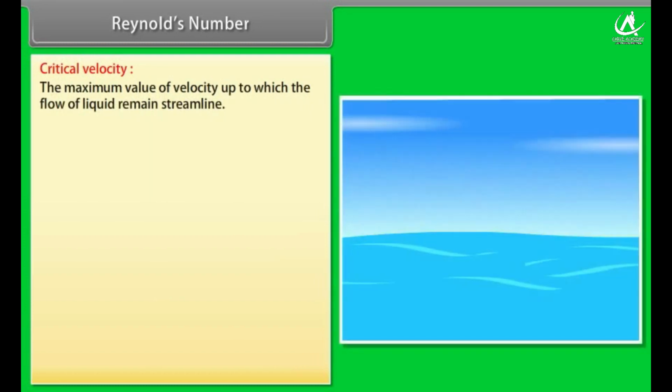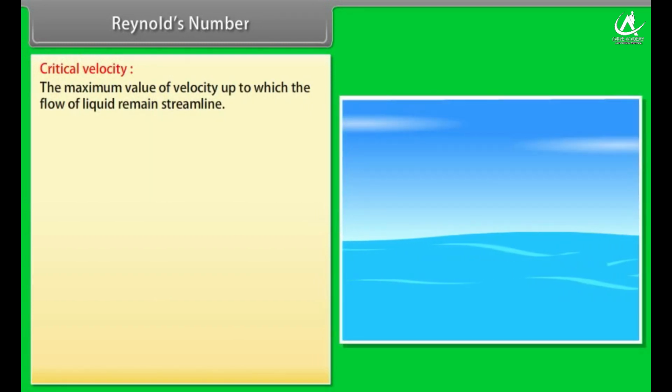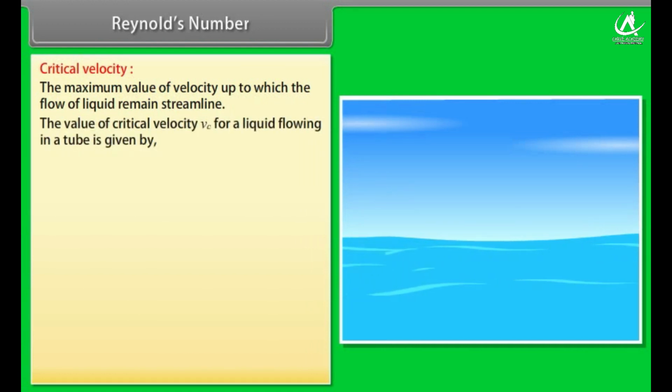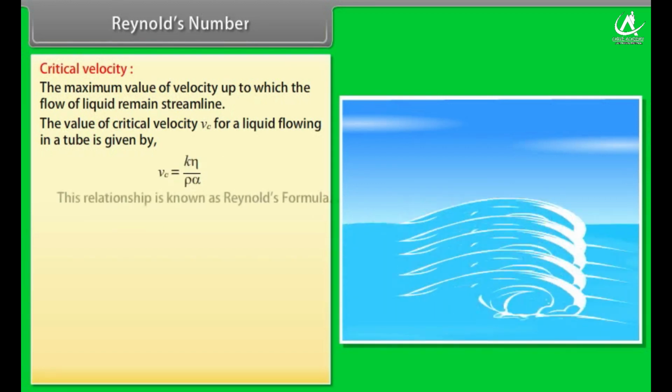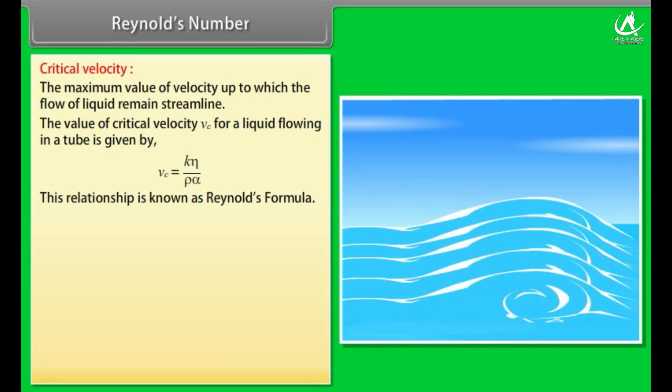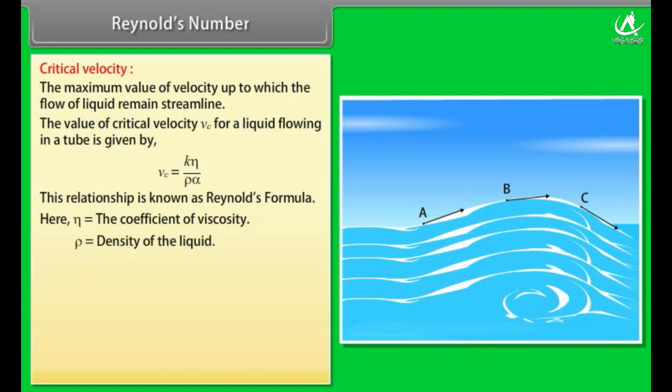Reynolds number. Critical velocity is the maximum value of velocity up to which the flow of liquid remains streamlined. The value of critical velocity Vc for a liquid flowing in a tube is equal to K into eta upon rho into alpha. This relationship is known as Reynolds formula. Here, eta is the coefficient of viscosity, rho is the density of the liquid, alpha is the radius of the tube, and K is the Reynolds number.